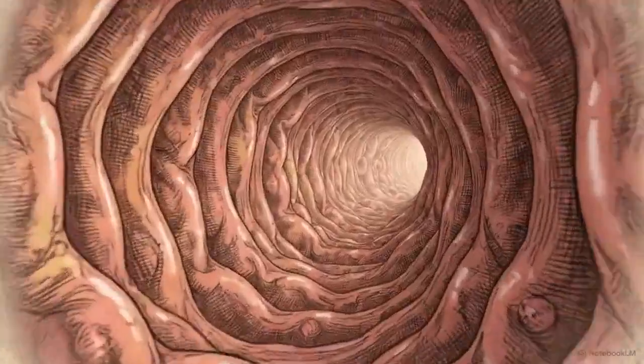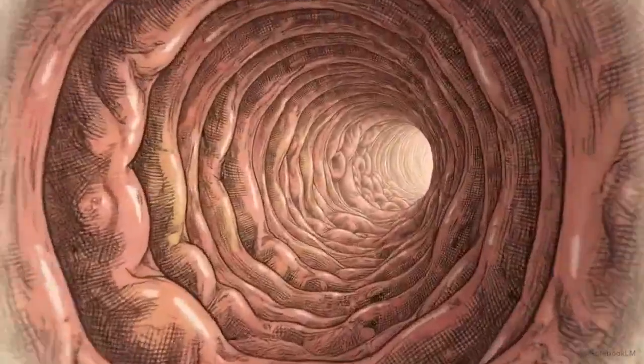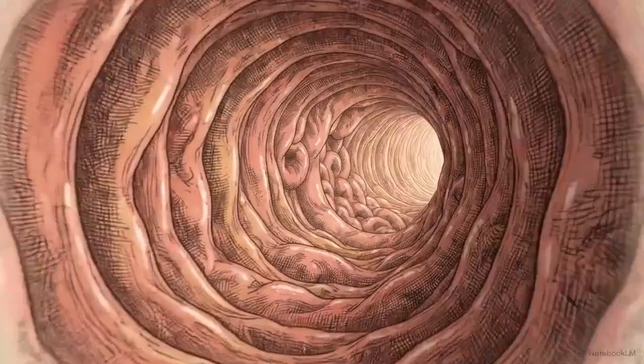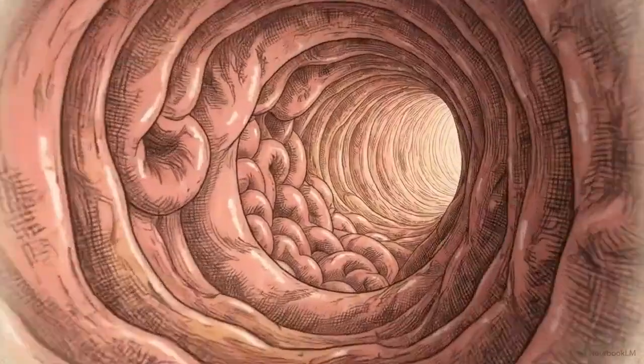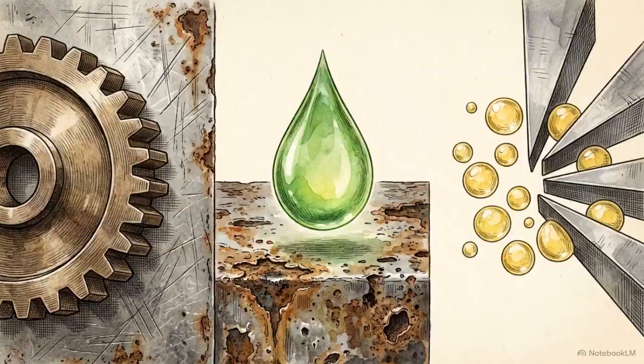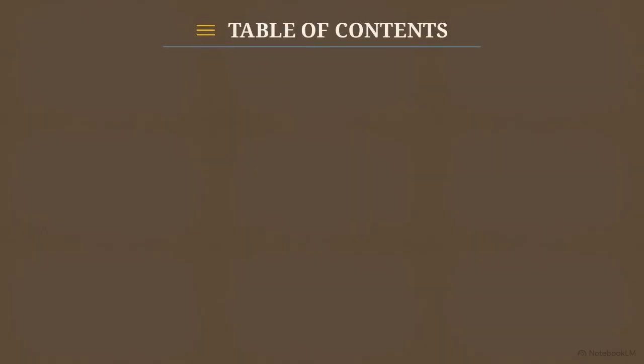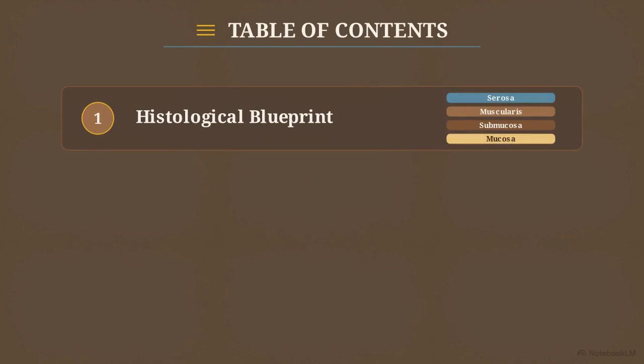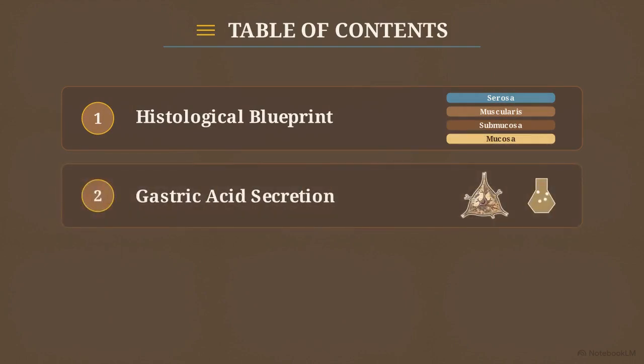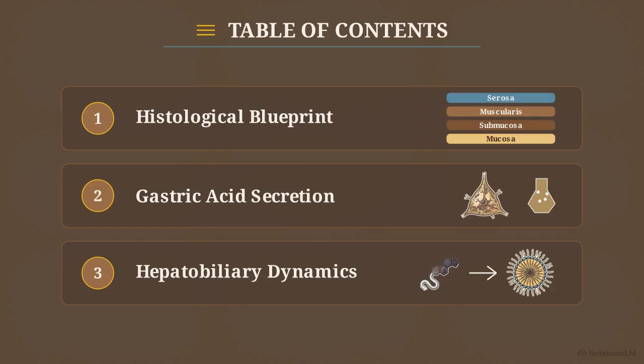The human gastrointestinal tract is a continuous tube extending from the esophagus to the anal canal. It is an internal biological barrier engineered to withstand severe mechanical friction, synthesize corrosive acids, and dissolve dietary fats without destroying itself. We will track 3 specific processes: the histological blueprint of the tract wall, the biophysics of gastric acid secretion, and the fluid dynamics of hepatobiliary detergents.